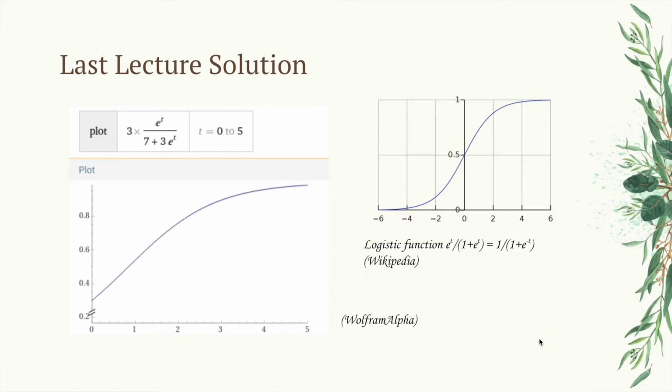Here is a plot showing how the population evolves, and a reference to the logistic function in the form of 1 over 1 plus e to the negative t.